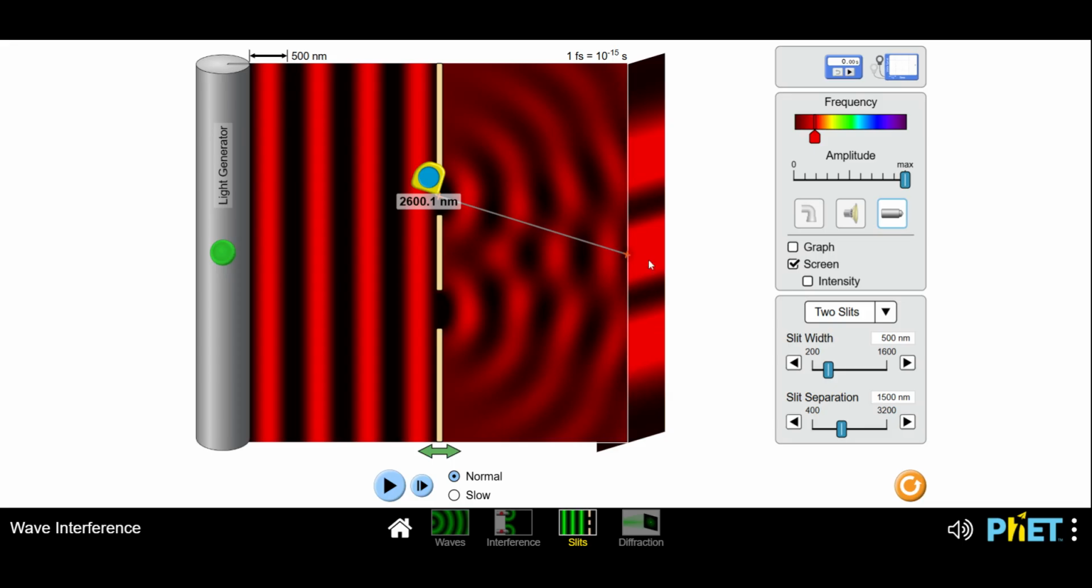Whereas another location, for example down here, you'll notice that the distance travelled from the top slit is much, much further than the distance travelled from the bottom slit.